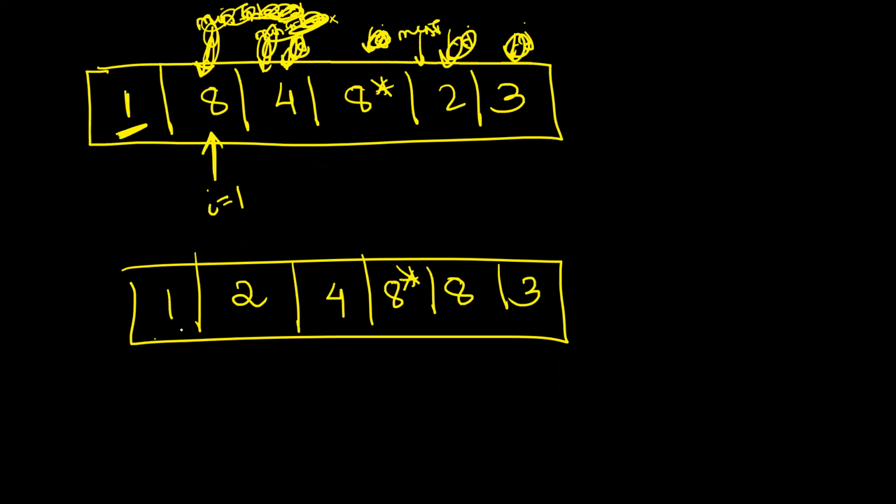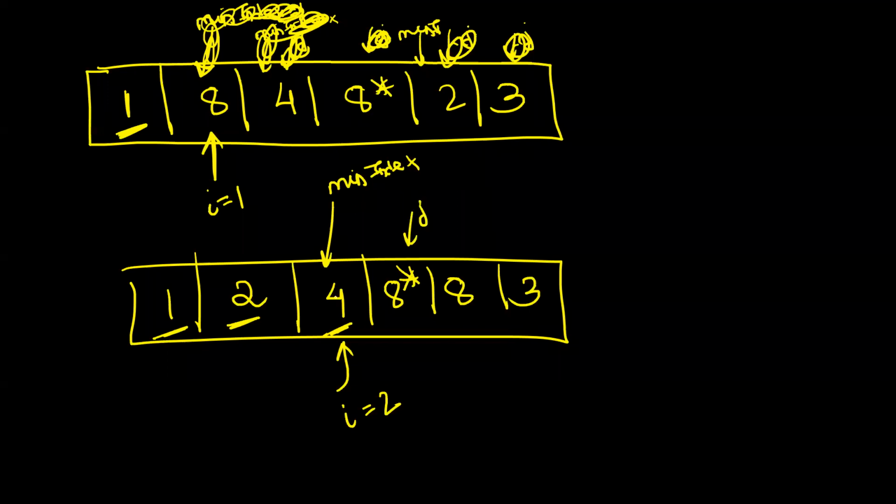So 2 passes have been done and now index 0 and 1 are containing the correct elements. Now what index will I select, guys? Can anybody help me? I select index number 2. Assume this is the minimum element. Min index is here. Then what will happen? I start J from I plus 1.